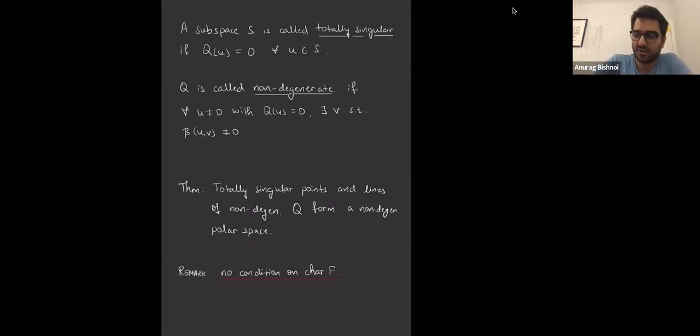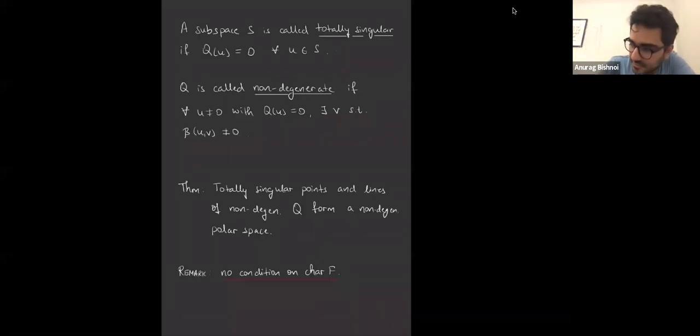And finally, we call Q non-degenerate if for all non-zero U contained in your quadratic subspace, there exists some V which is not orthogonal to U with respect to the bilinear form beta corresponding to Q.